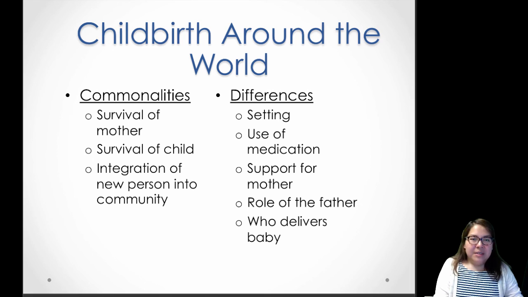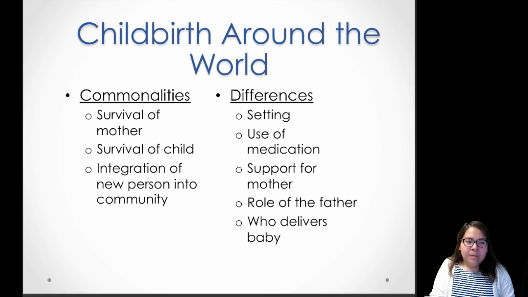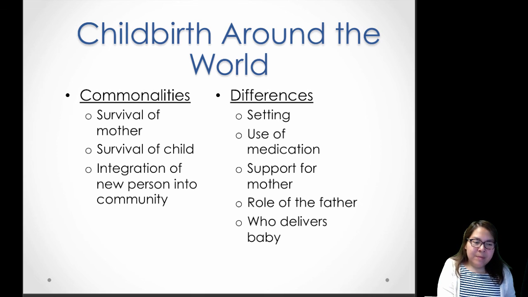So differences you can see across childbirth around the world include settings. Typically, U.S. deliveries may occur in hospitals, at homes, or in birthing centers. In the U.S., we have access to medications that also help to induce contractions, while also we have medications that help to block pain. So support for the mother may actually range in those who are present for the delivery.